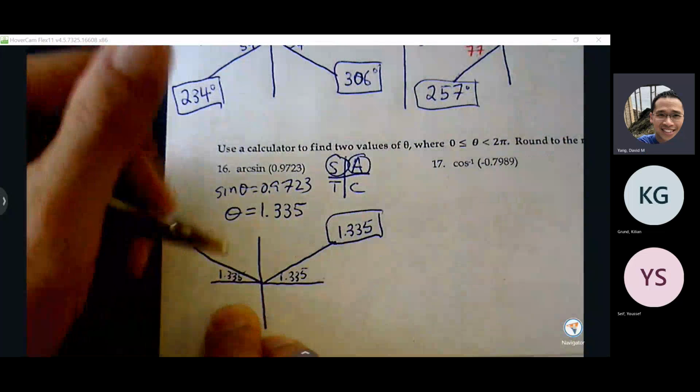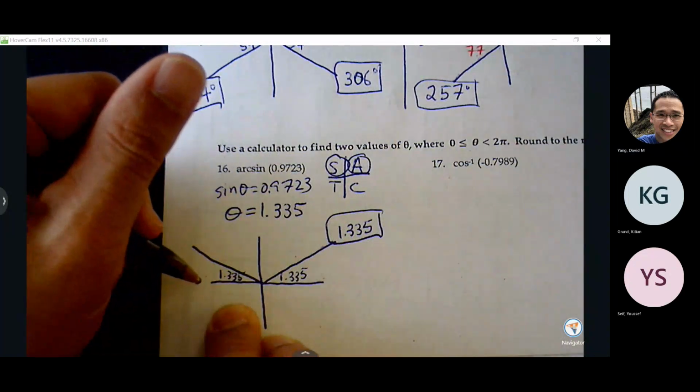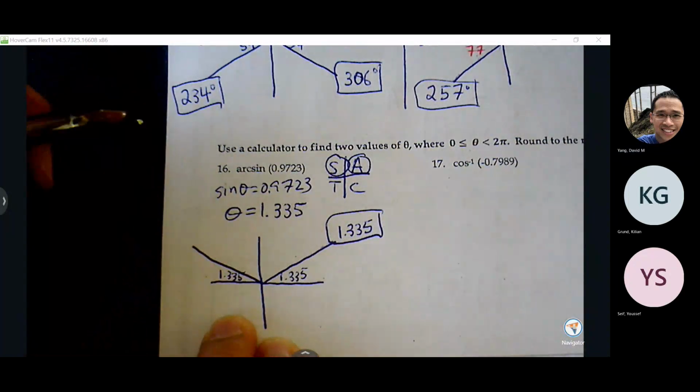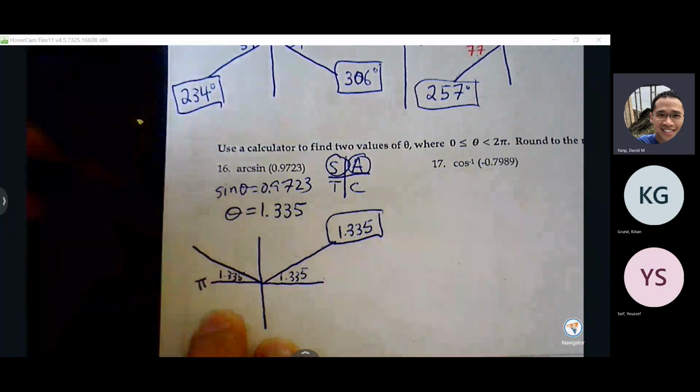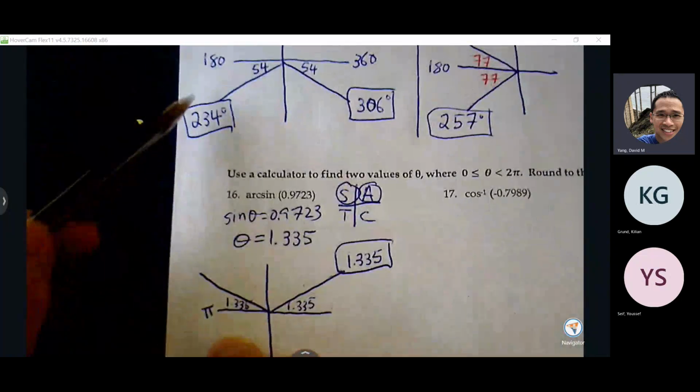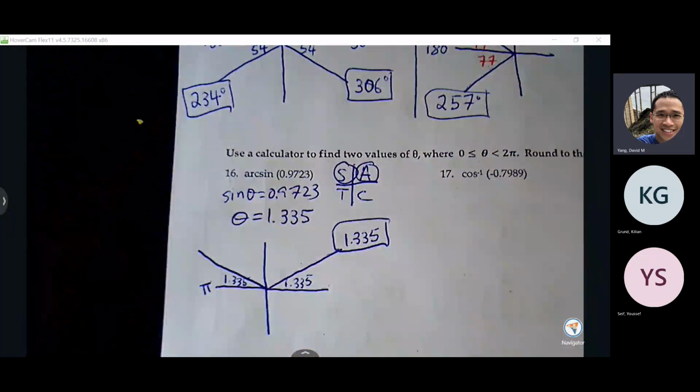But to get to that second quadrant measure, subtract from what? Oh, good. Not 180 anymore, but it is related. It'll be pi minus 1.335.